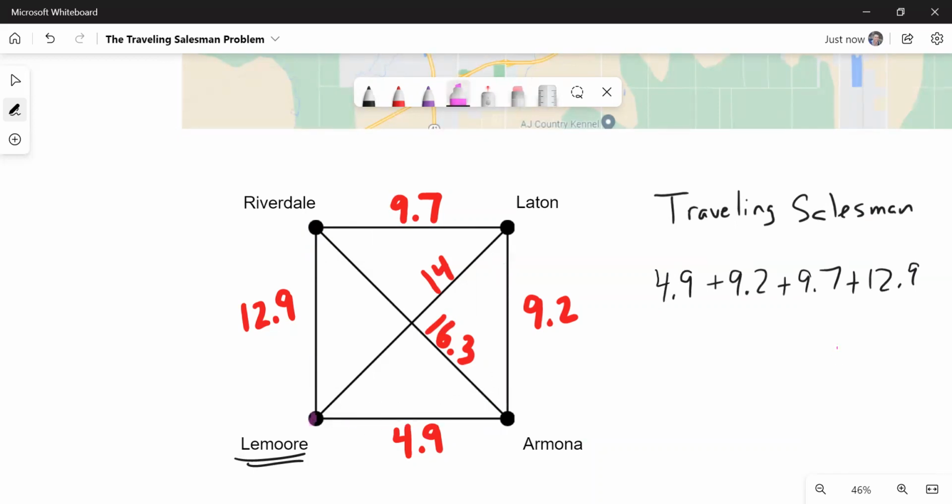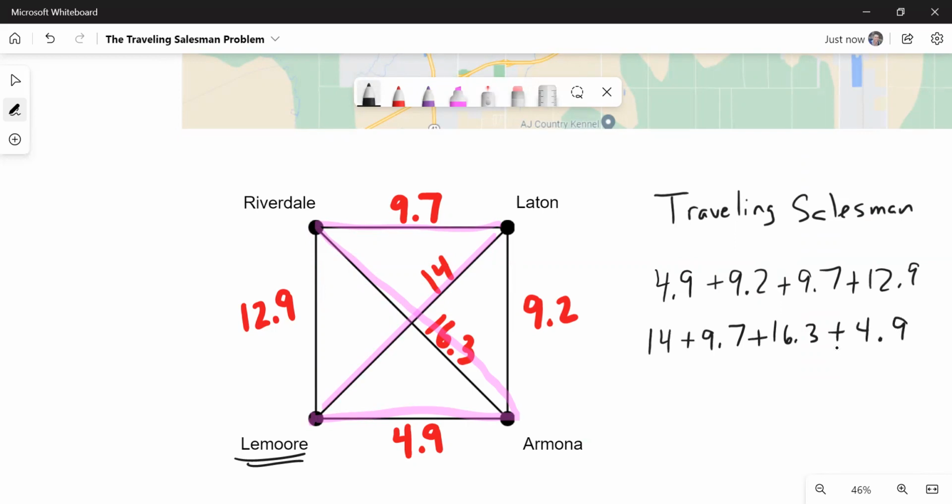I could start at Lemoore, maybe go to Layton directly, and then go to Riverdale after that, and then go over down to Armona and then back to Lemoore. That's also a Hamiltonian circuit, right? I've covered everything. However, I have different mileage. In that case, I had 14 plus 9.7 plus 16.3 plus 4.9.